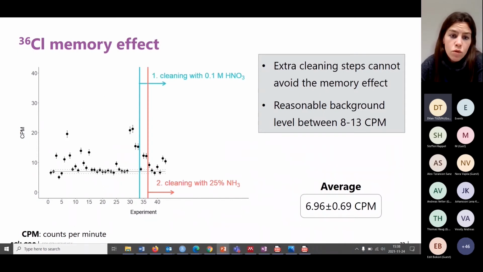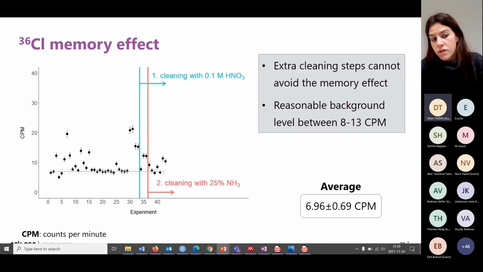Another thing that we tested was adding cleaning steps after running a active sample. Initially, we tested cleaning with diluted nitric acid, and as you can see, the chlorine-36 memory effect was slightly decreasing. Then we also had a second cleaning step with ammonia 25% solution, and then the memory effect was decreasing again, but still it was there, so we could not completely remove this memory effect even with adding cleaning steps. So that's the reason why we kept a reasonable background level between 8 and 13 CPMs of the blanks.